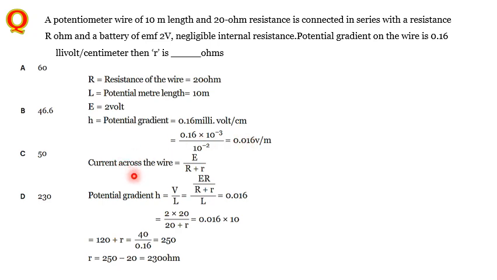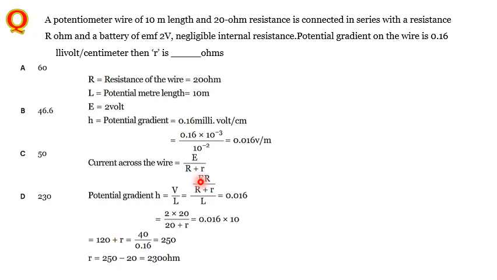Now the current through the wire, according to Ohm's law, I is equal to V by R. V here is the battery's EMF, and R is the external resistance plus the internal resistance of the battery. Potential gradient is the potential variation per unit length. Substituting V is equal to I into R, divided by length L. The value they have given, we found, is 0.016 volt per meter, and we just need to substitute the values.